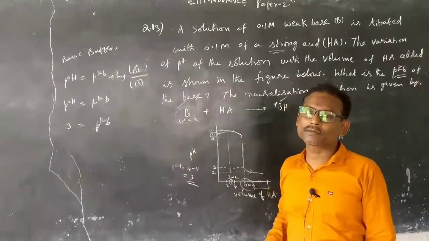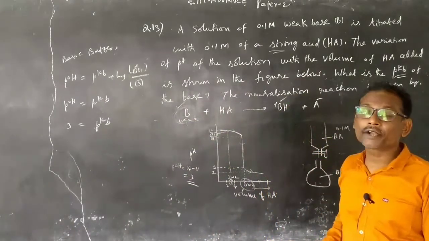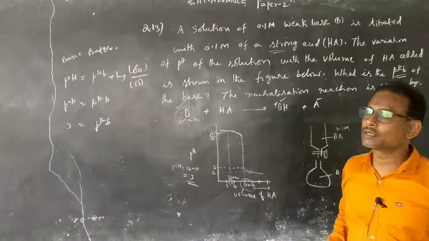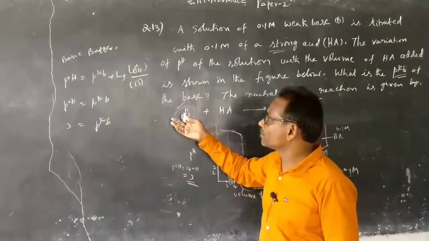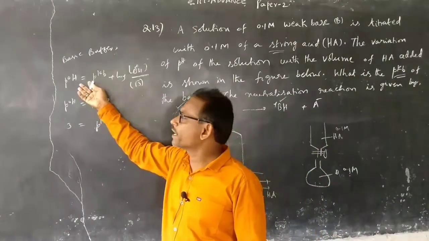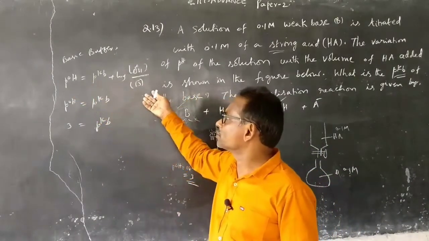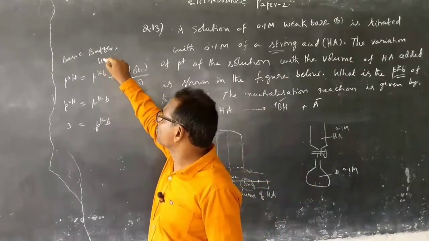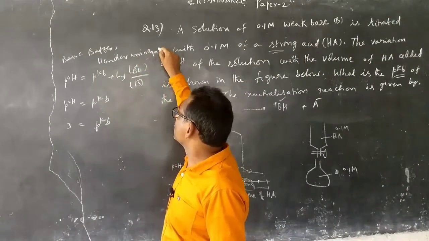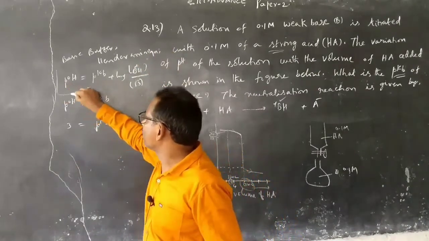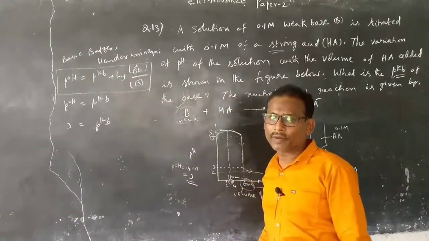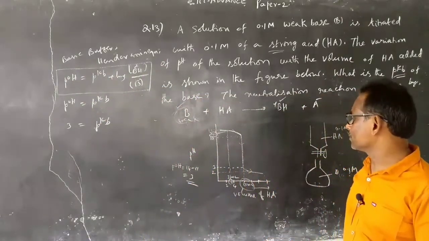Just by using the expression related to buffer, to find the pH of the buffer. As it is a weak base, we can use this equation. For a weak base and its conjugate acid, the pOH is given by this equation according to Henderson's equation. So Henderson's equation is helpful to find the pKb of this weak base.